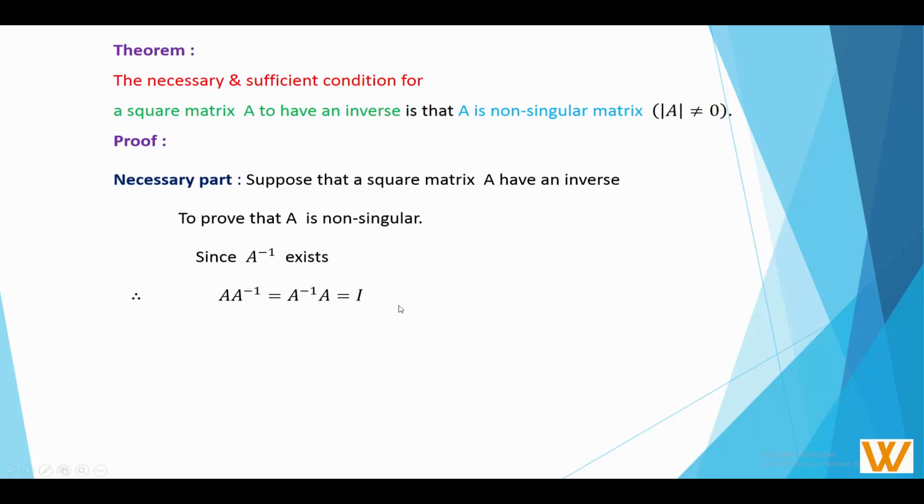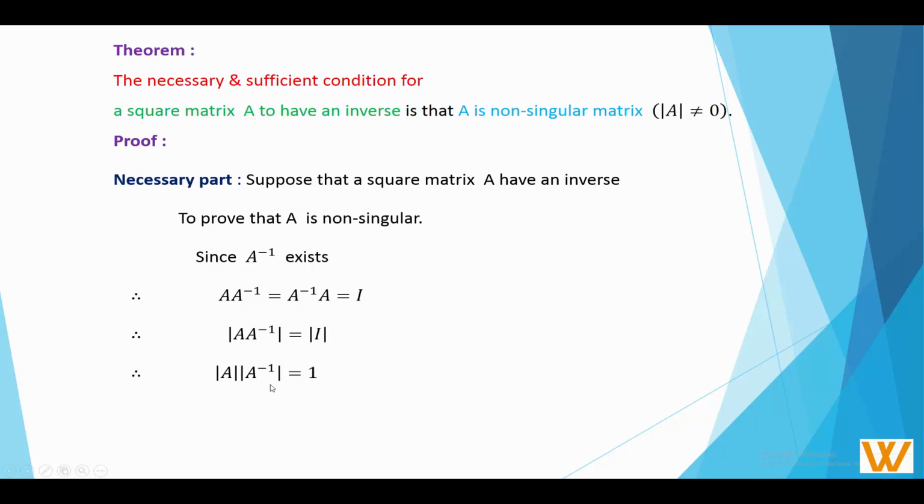Taking determinant of both sides, determinant of A into A inverse equals determinant I. Determinant of A into A inverse is determinant A into determinant A inverse, separated into two determinants. And determinant of I, the unit matrix, is 1.